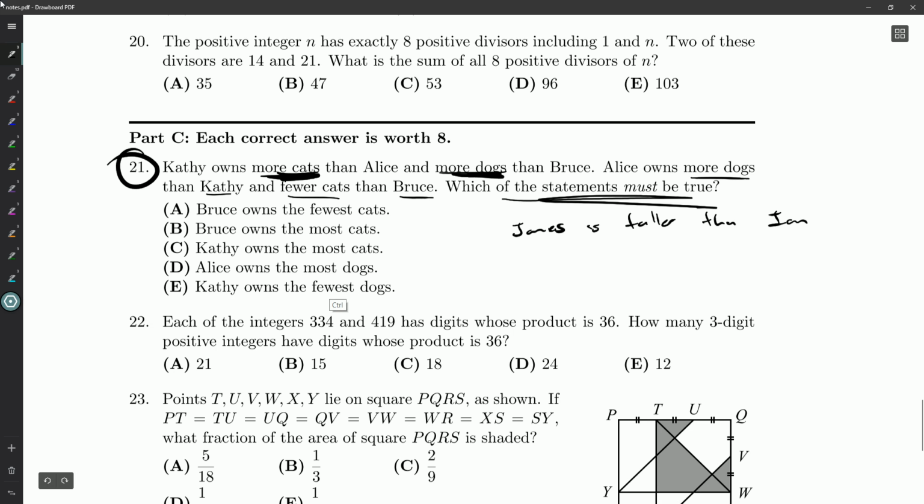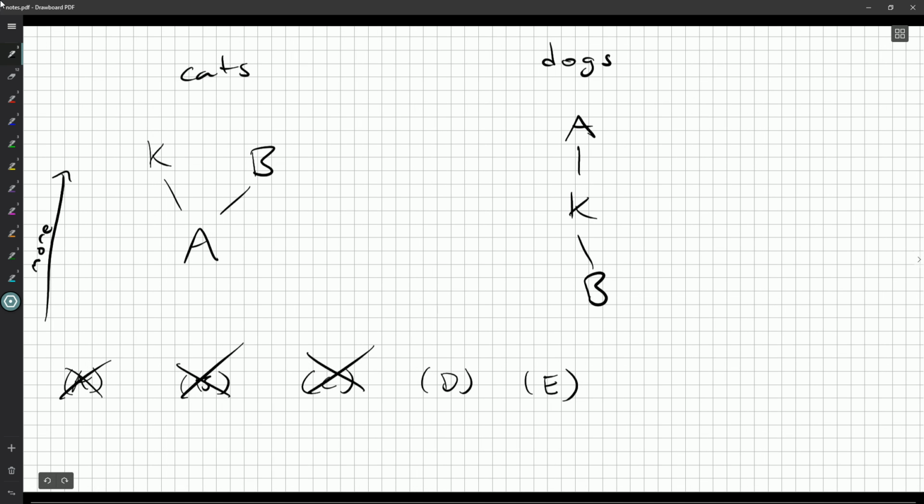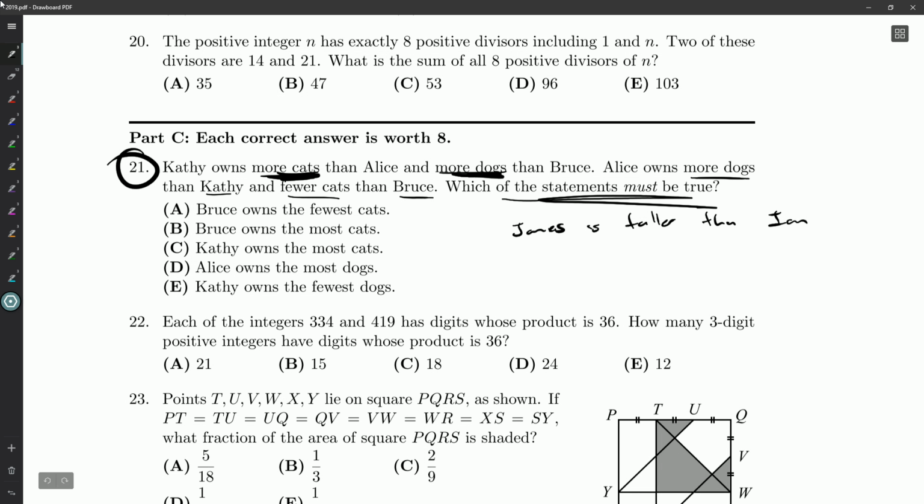D, Alice owns the most dogs. Okay, Alice is at the top of the dog ladder. Alice owns more dogs than Kathy, who owns more dogs than Bruce. So D is definitely true. Okay, so I would probably just bubble in D and move on from there.